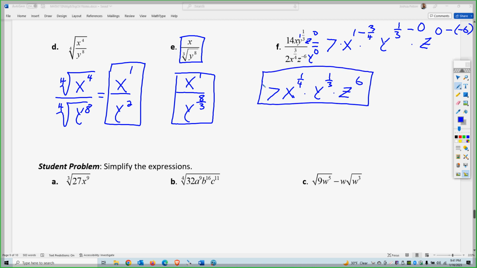You can rewrite them in radical form if you want to. So 7 times the fourth root of x times the third root of y times z to the 6th. Either one of those is a sufficient answer. At that point, it's a matter of what the question calls for. Does it call for exponent or radical notation? It doesn't call for either one in this case, so it's really a preference.